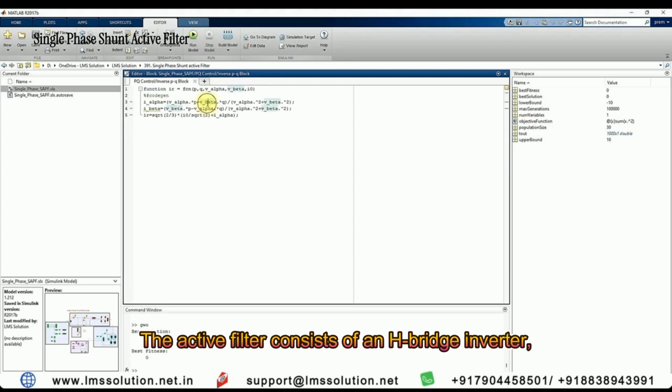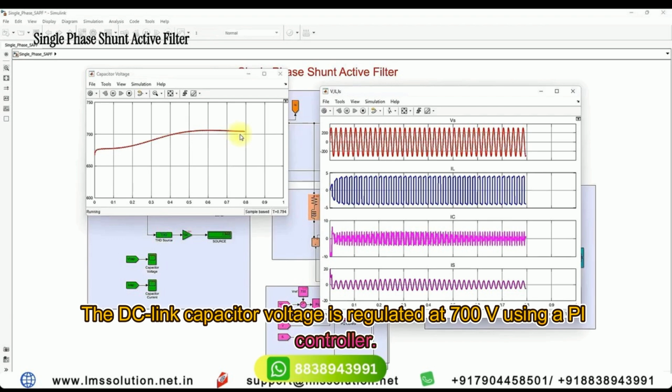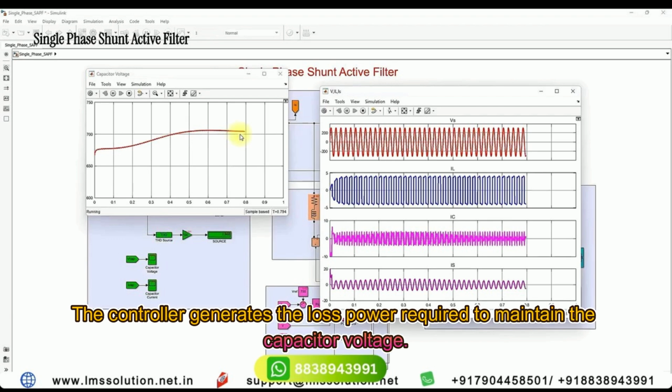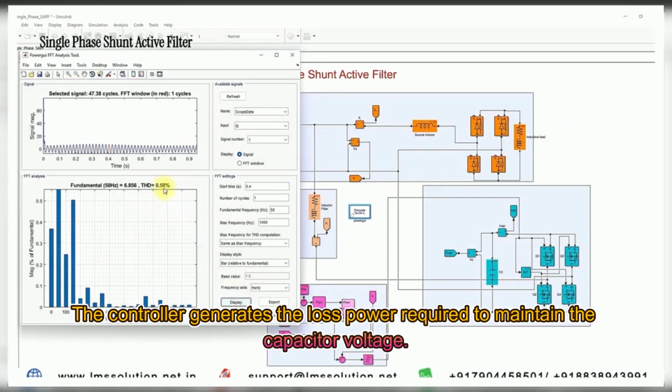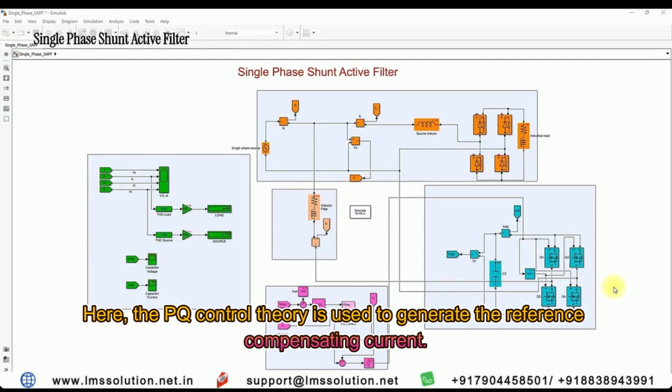The active filter consists of an H-bridge inverter, DC link capacitor, and coupling inductor. The DC link capacitor voltage is regulated at 700 V using a PI controller. The controller generates the loss power required to maintain the capacitor voltage. Here, the PQ control theory is used to generate the reference compensating current.